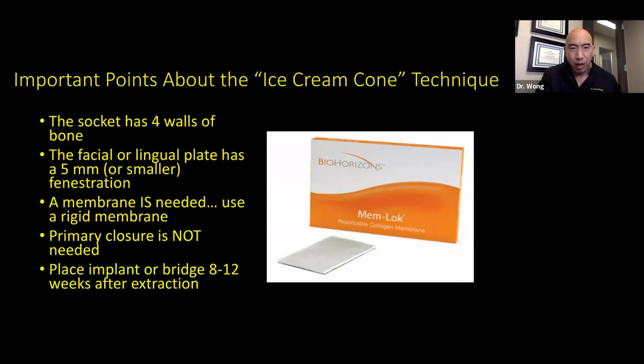As far as time frame goes, you can place your implant 8 to 12 weeks after your socket graft. But I forgot to tell you this, I would absolutely nowadays not place an implant in the front area without a CBCT. I do it every time.